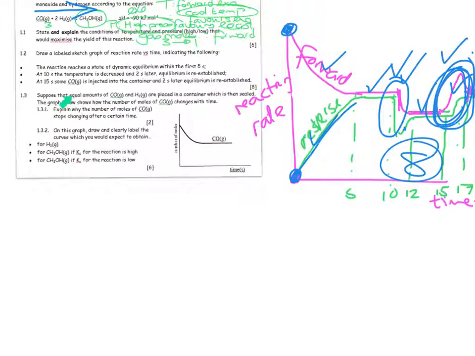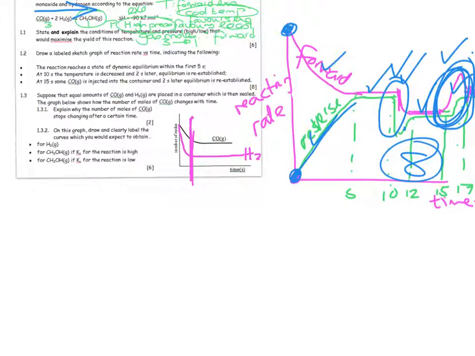Then we're going to say, suppose that equal amounts of carbon monoxide and hydrogen are placed in a container and then sealed. The graph shows the number of moles of CO, how it changes with time. For every 1 CO, I've got 2 hydrogens reacting. So the hydrogen will decrease at double the rate of the CO. It will change at about the same point. This isn't the most accurate graph. But that's what happens with the hydrogen. It needs to decrease at double the rate.